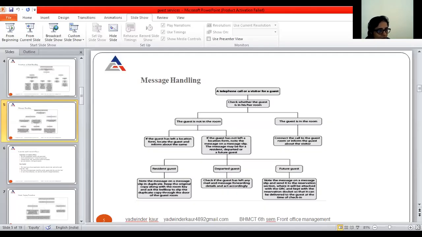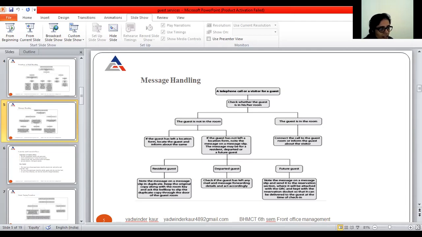Right. So there are two situations: the guest has already informed us where the location is, or no location is mentioned from the guest side, or the guest has not left the location form, right? So we have to write down all the messages in the message slip. The message may be from a resident guest, when the guest is already staying with us, or the message is for a departed guest or a future guest. So we have to keep it with us, right? So one is a resident guest and one is a departed guest.